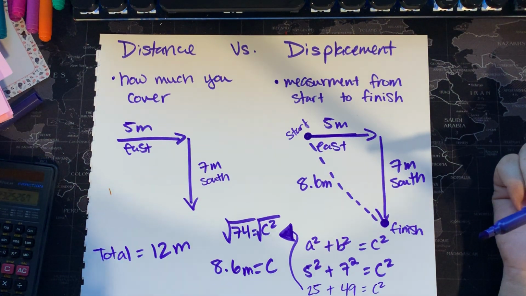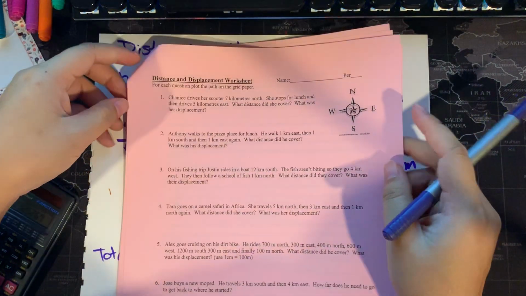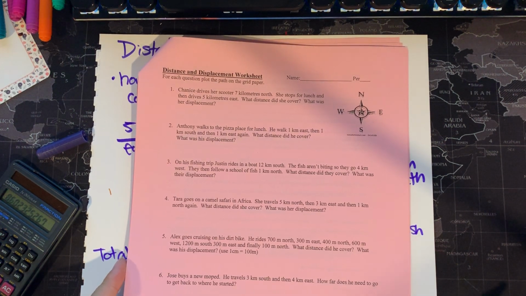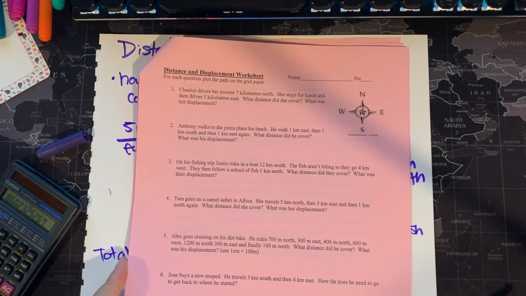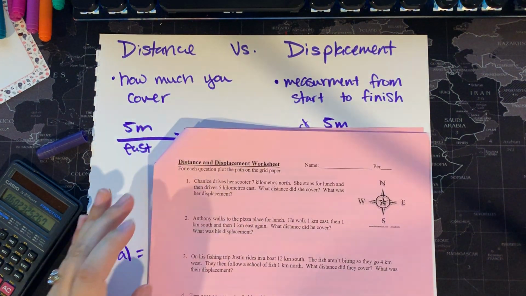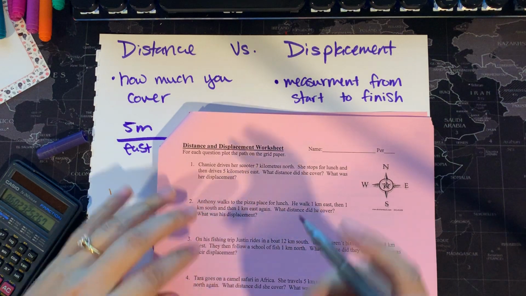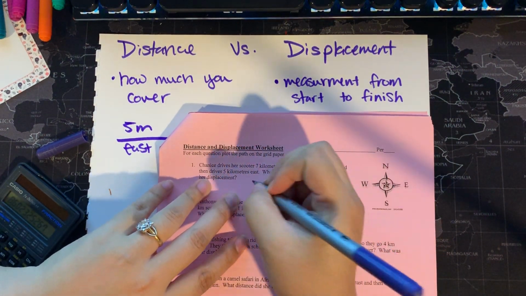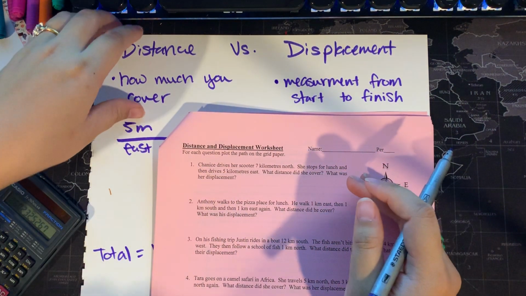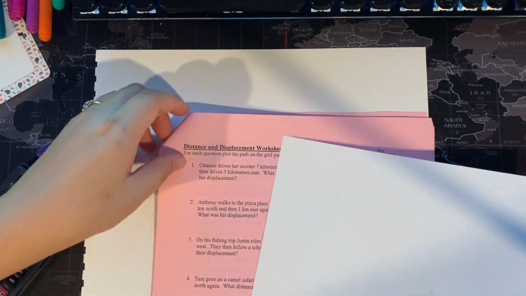I guess let's go ahead on the worksheet, okay? Let's do number 1. All right. Chance drives her scooter 7 kilometers north. Okay. So for all of the distance versus displacement, you guys want to draw it, okay? You don't want to just imagine it. You don't want to just be writing the numbers. You actually want to draw it.